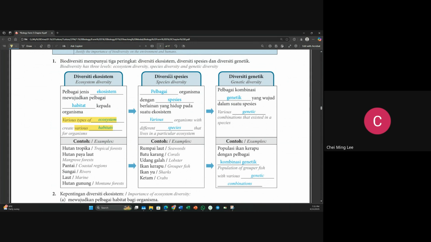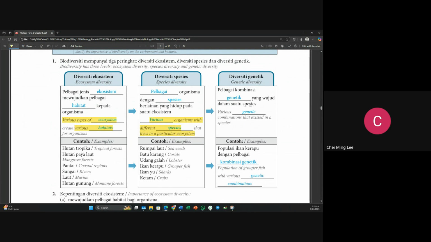Then species diversity means that there will be various organisms with different species that live in a particular ecosystem. So inside an ecosystem, different species. Okay, so we have seaweeds, corals, lobster, grouper fish, sharks, crabs. These are under marine. All these are marine animals, so these species are under a marine ecosystem.